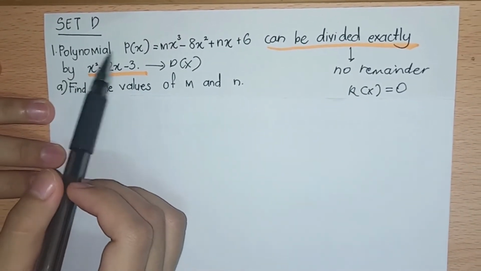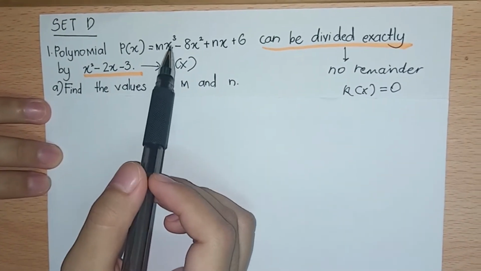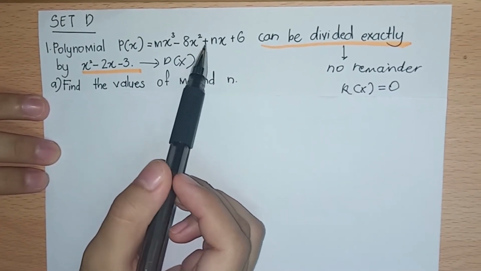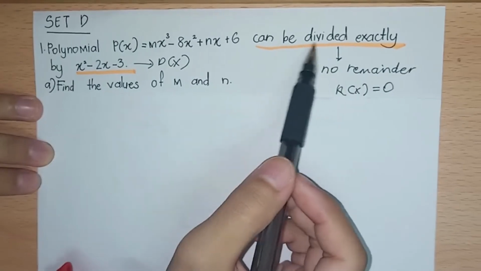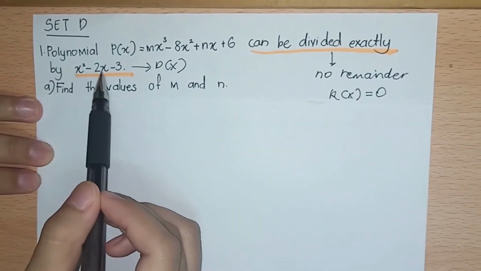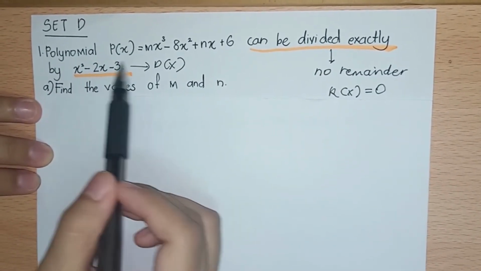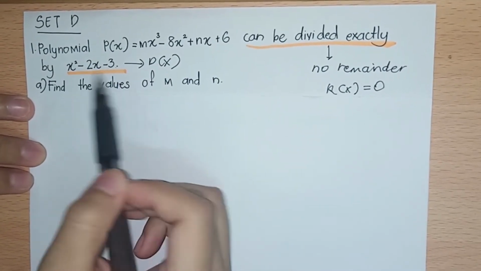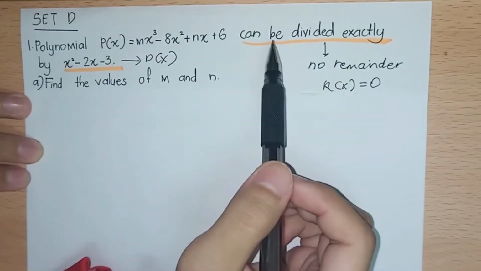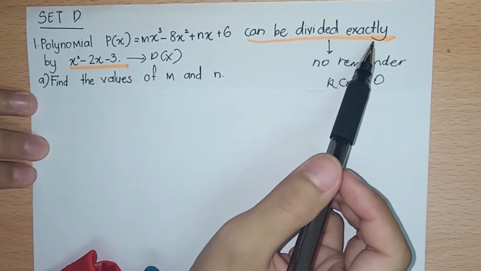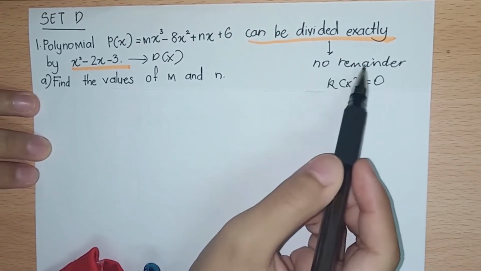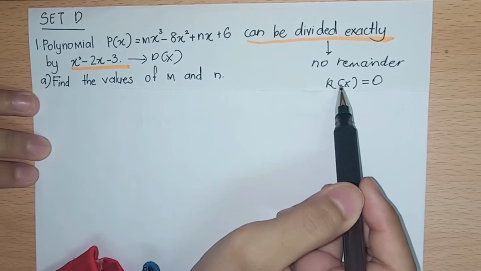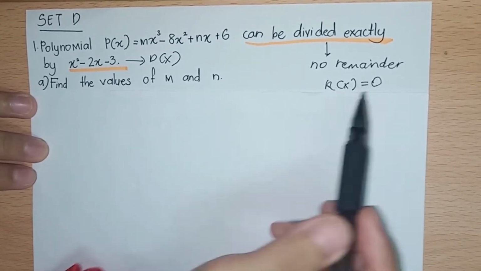The question is, polynomial P(x) = mx³ − 8x² + nx + 6 can be divided exactly by x² − 2x − 3. From the question, we can tell that x² − 2x − 3 is the divisor and can be divided exactly, meaning that there is no remainder, which means that R(x) is equal to 0.